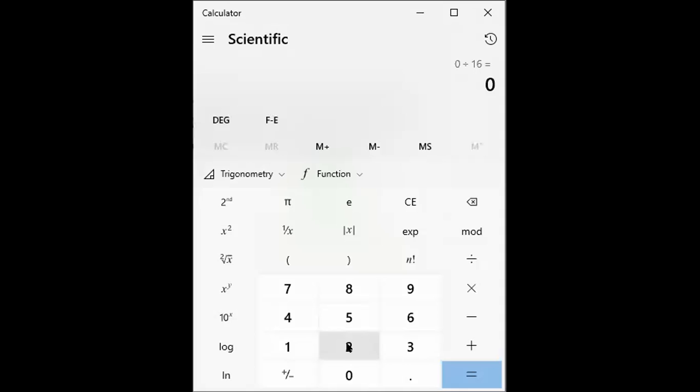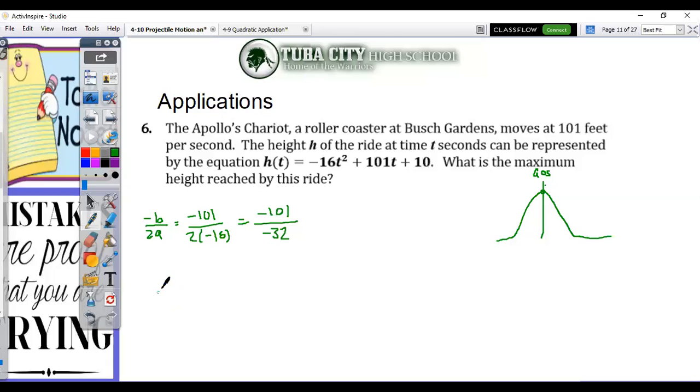So I'm going to go ahead and ignore the negative. So 101 divided by 32. So we get this really weird number, 3.15625. Let's get back to the assignment here. So in this case here, axis of symmetry equals, or in this case here, let's go ahead and say that this is the max height.